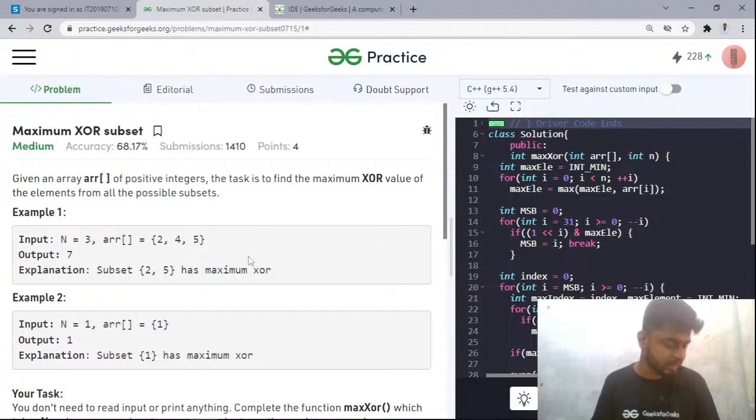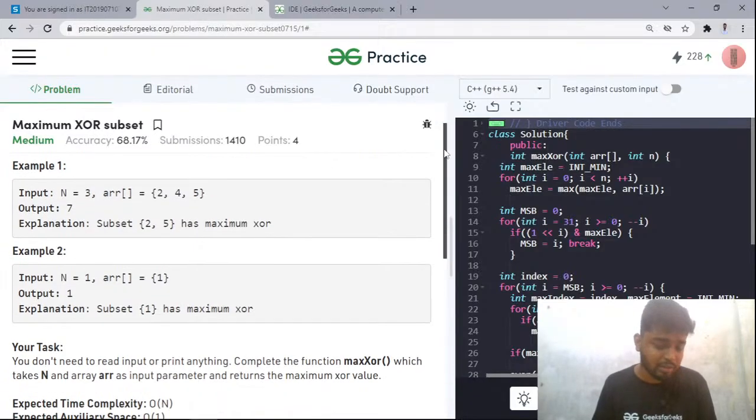Okay, so talking about this problem, hi Kirthana. This is a medium level problem and its accuracy is 68%, which is good considering this problem. Also the number of submissions is pretty low. I think it was added somewhere recently.